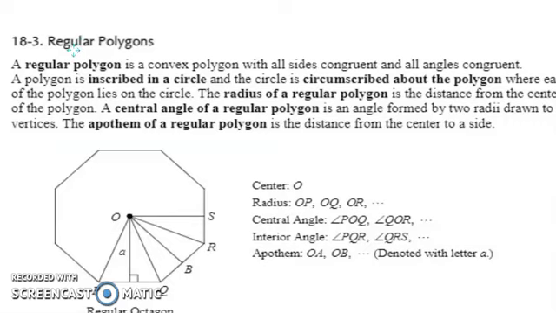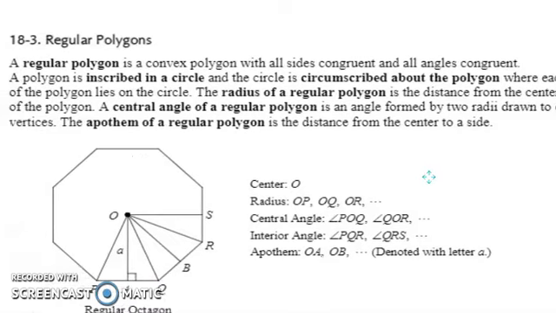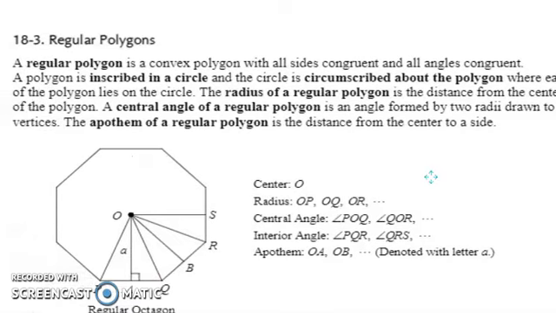In this video, we are going to learn about regular polygons. A regular polygon is a convex polygon with all sides congruent and all angles also congruent. A polygon is inscribed in a circle and the circle is circumscribed about the polygon, where each vertex of the polygon lies on the circle.